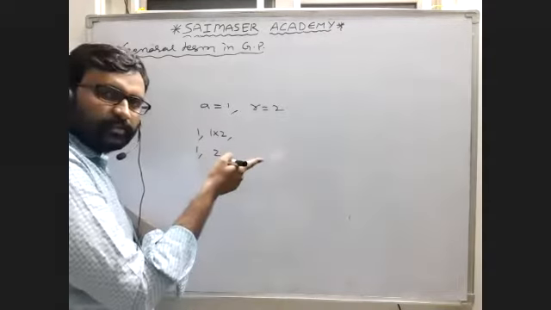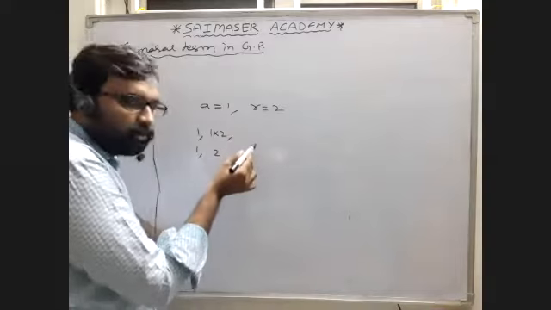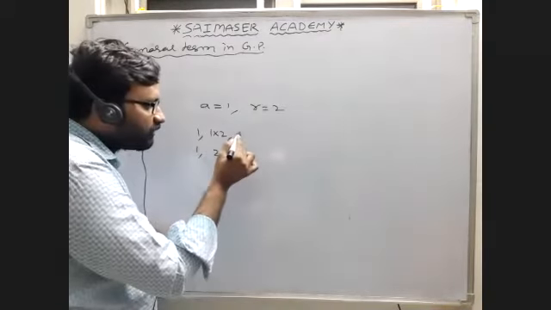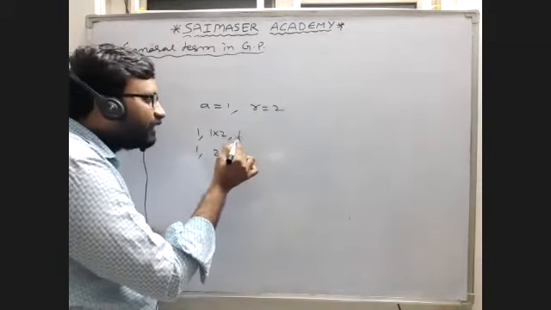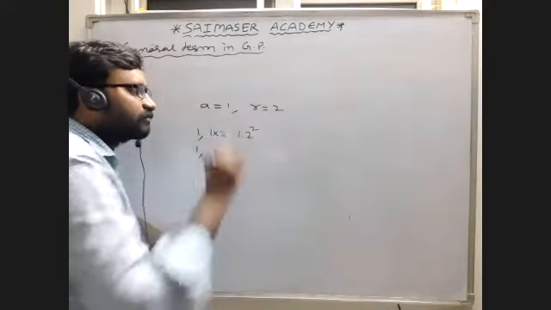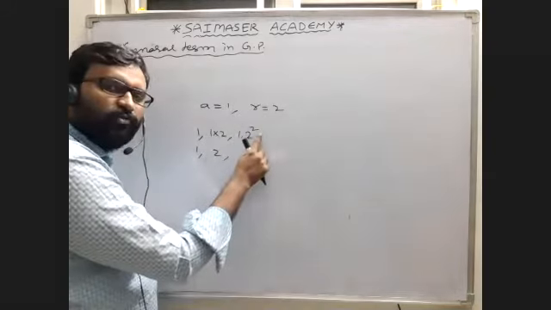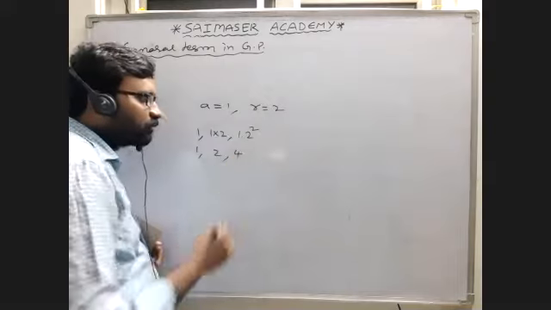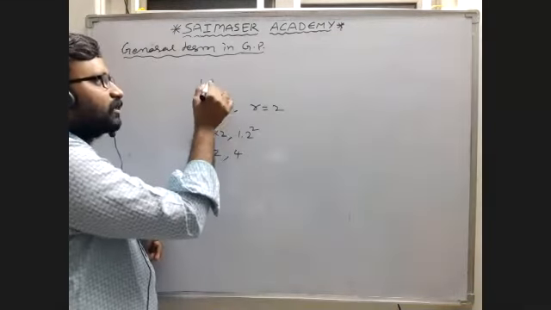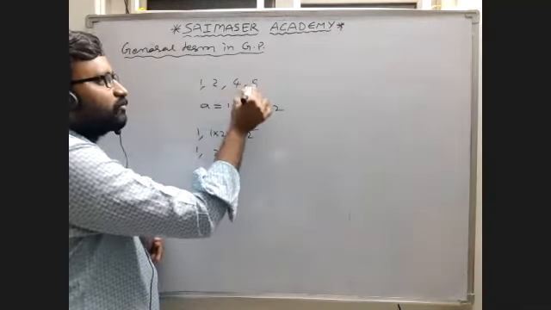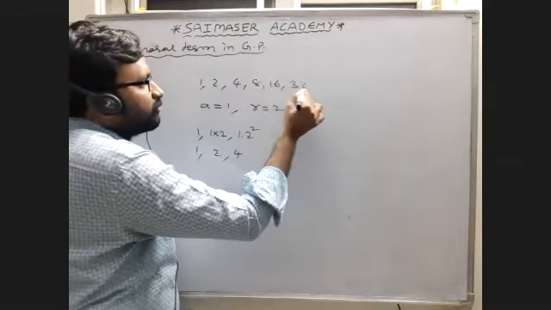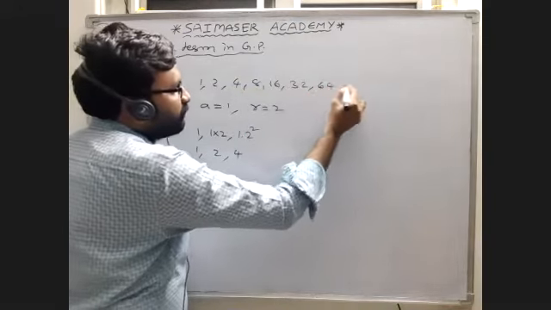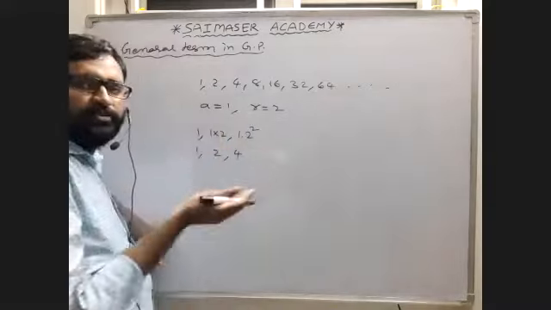Third term, what? 2 into 2 we have to do. That is nothing but 1 into 2 square. 2 square is 4, and 4 into 1 is 4. Just now I wrote the series: 1, 2, 4, 8, 16, 32, 64. Like this, we can write. This is clearly a GP. Just now we proved it.